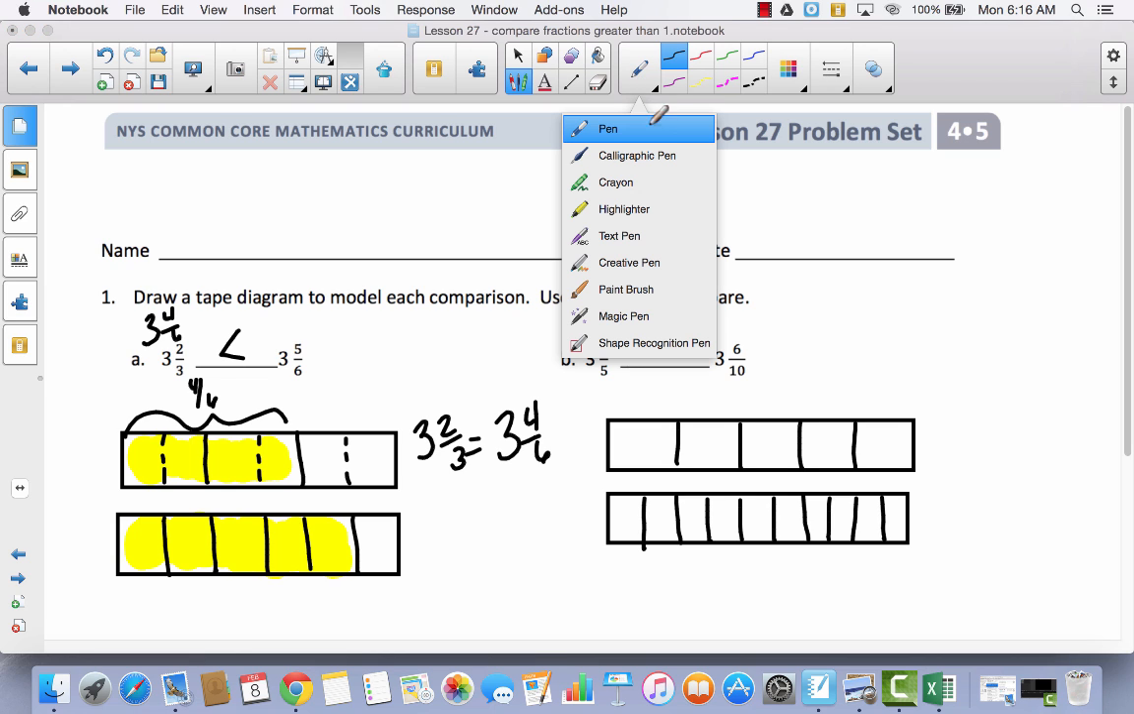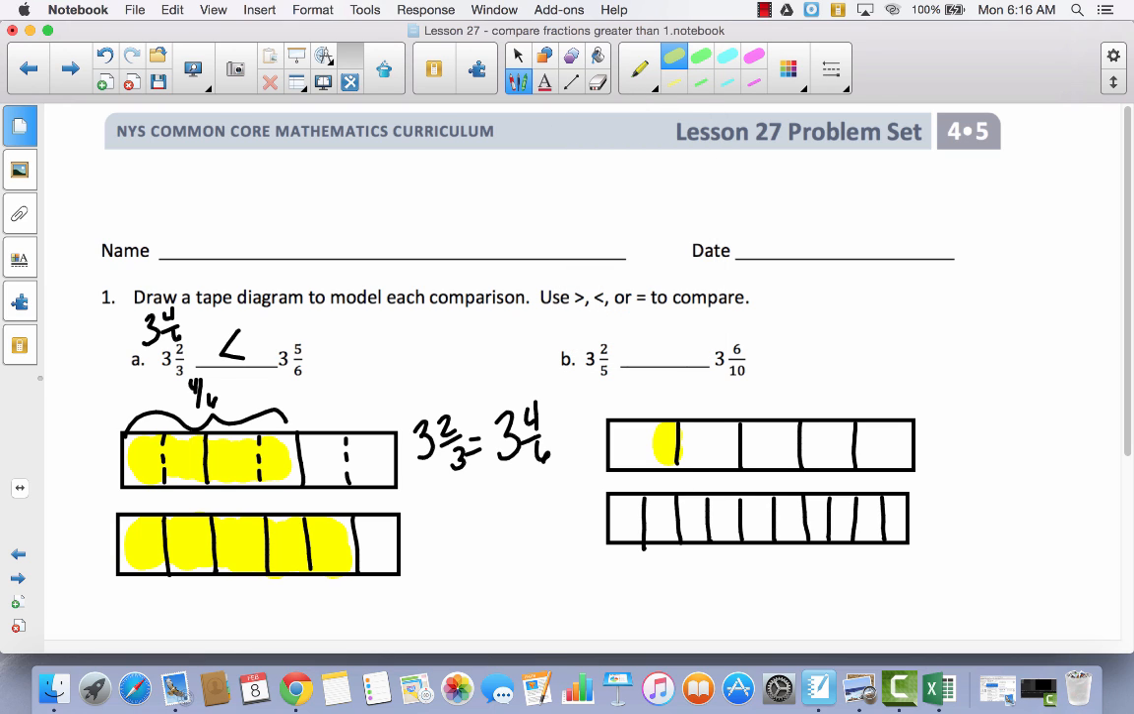Okay, now let's come back up here and let's shade. This is 2 out of 5. And I'm going to shade 6 out of 10. So 2, 3, 4, 5, 6. Okay, so remember my whole strategy here is to find common denominators. So right now this is 3 and 2/5, and this is 3 and 6/10.